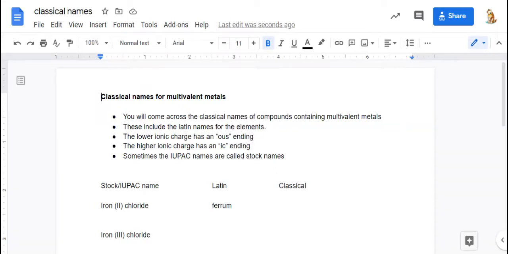Classical names for multivalent metals. Sometimes you're going to come across ionic compounds that contain multivalent metals, and the name is quite different. That's because sometimes they're named using classical names. The roots of these are the Latin names for the metallic element. The lower ionic charge has an -ous ending, and the higher ionic charge has an -ic ending.